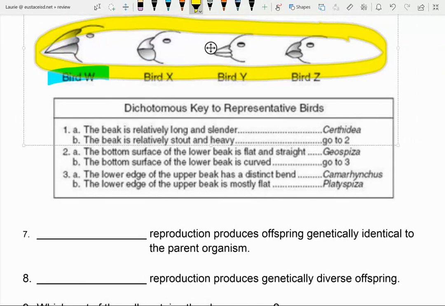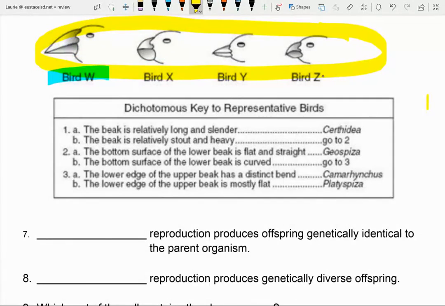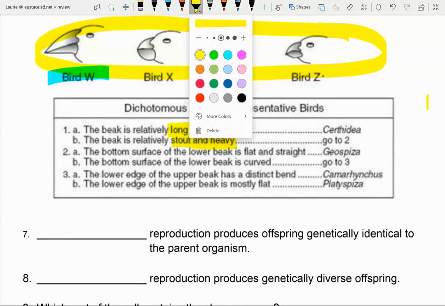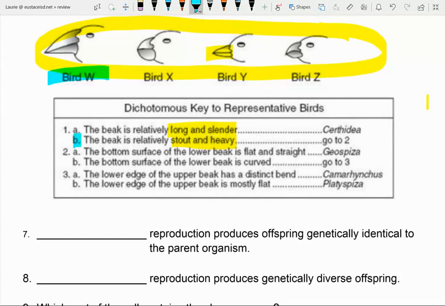Let's try this again. It's either relatively long and slender or it's stout and heavy. So remember, long and slender is like skinny. Stout and heavy, think big and broad like a football player. So here, I would say slender belongs to bird Y. So bird W in this case, I would say is definitely stout and heavy. So it says we need to go to 2.